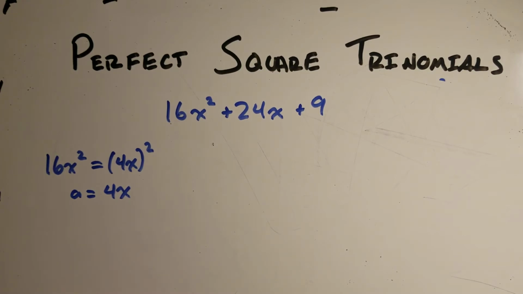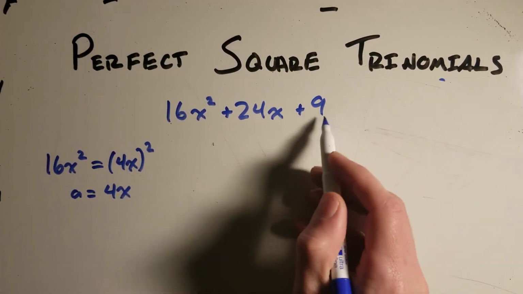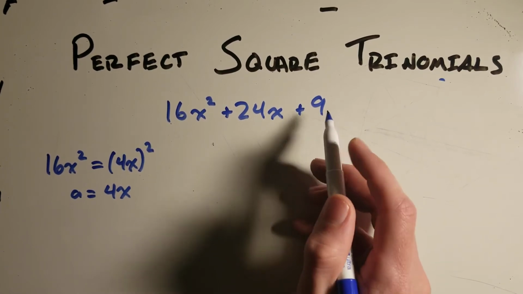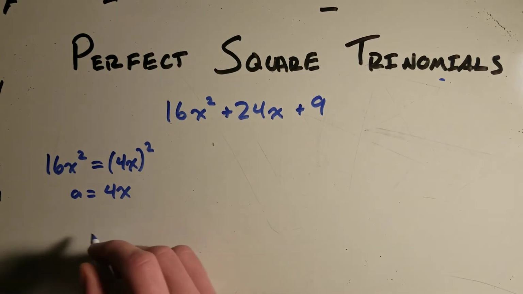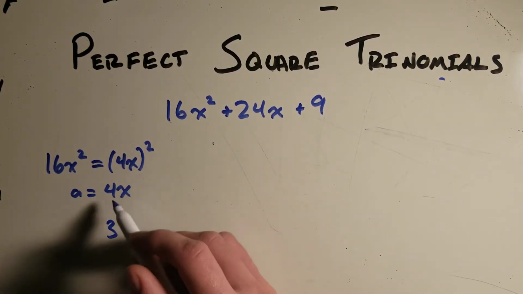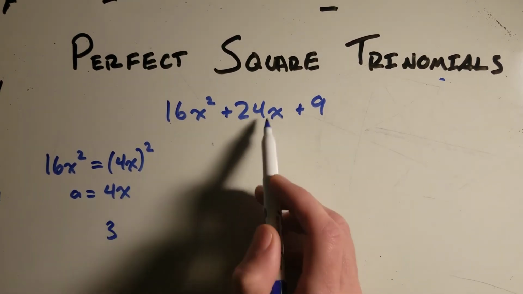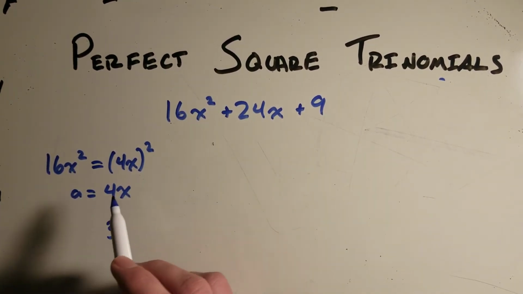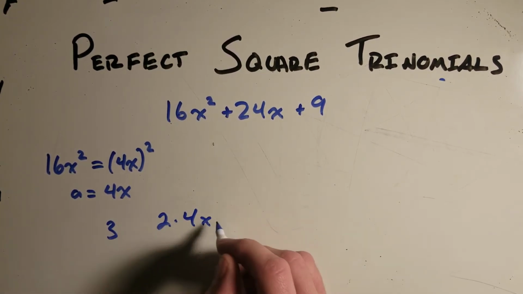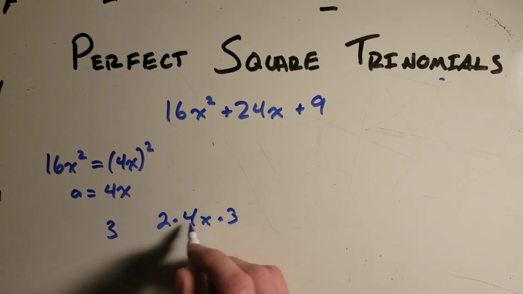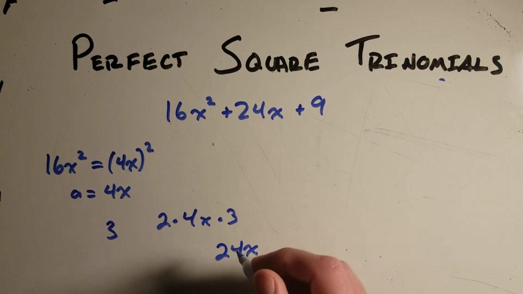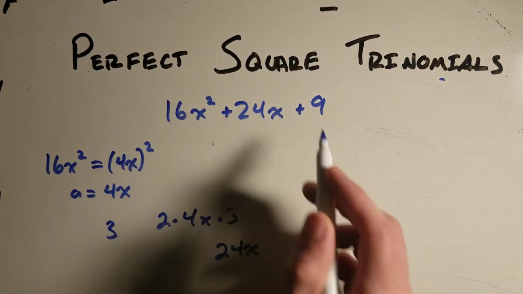And then you would say, is your c over here, your plus c, is that a perfect square? Well, plus 9. 9 is a perfect square, so you have a 3 over there. And then you met the first two criteria. Now your middle term has to be 2 times the product of those two. So 2 times the product of 4x times 3. Well, 2 times 4x is 8, times 3 is 24x. So this is a perfect square, so this would be a perfect square trinomial.